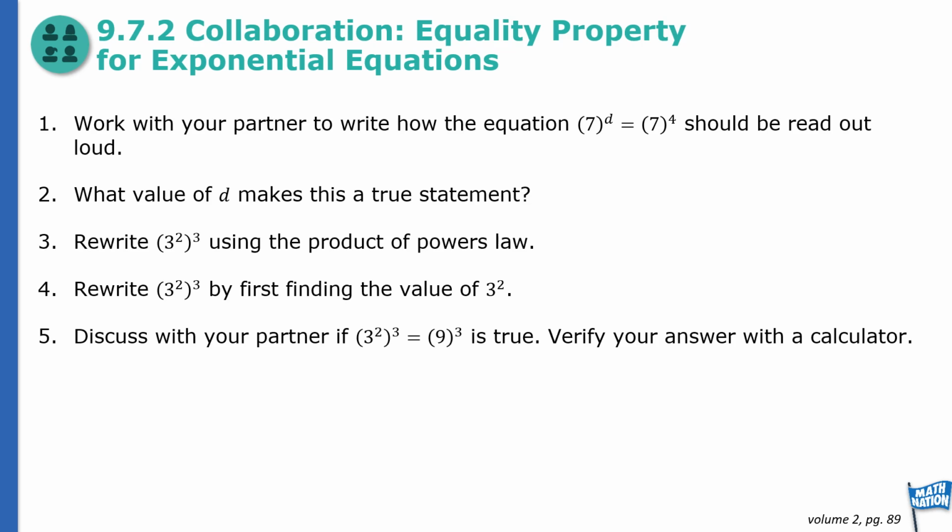So rewriting that, 3 to the 2nd, that's right, that's 9. So 9 to the 3rd power. Number 4, rewriting 3 to the 2nd raised to the 3rd by first finding the value of 3 squared, which we just did. 3 squared is equal to, that's right, 9. Now discuss with your partner. If 3 to the 2nd raised to the 3rd is equal to 9 to the 3rd is true, verify your answer with a calculator.